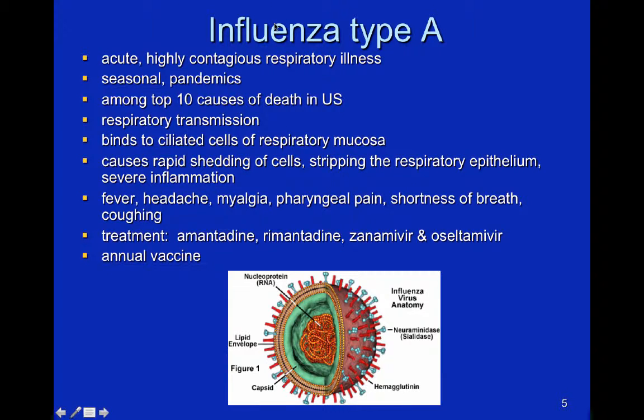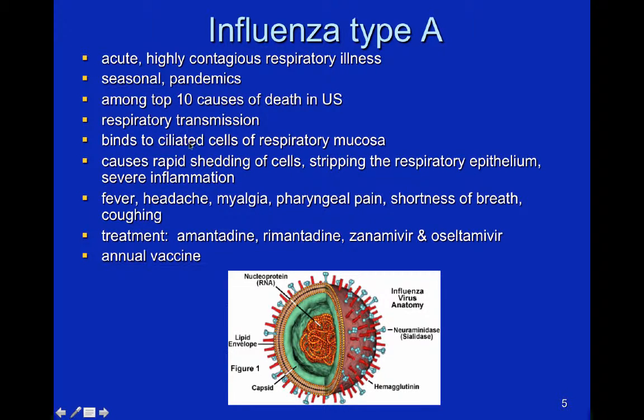So as far as the flu, influenza type A, it's an acute, highly contagious respiratory illness. It's seasonal and it's associated with pandemics. It is among the top 10 causes of death in the US, and it is transmitted via respiratory droplets.